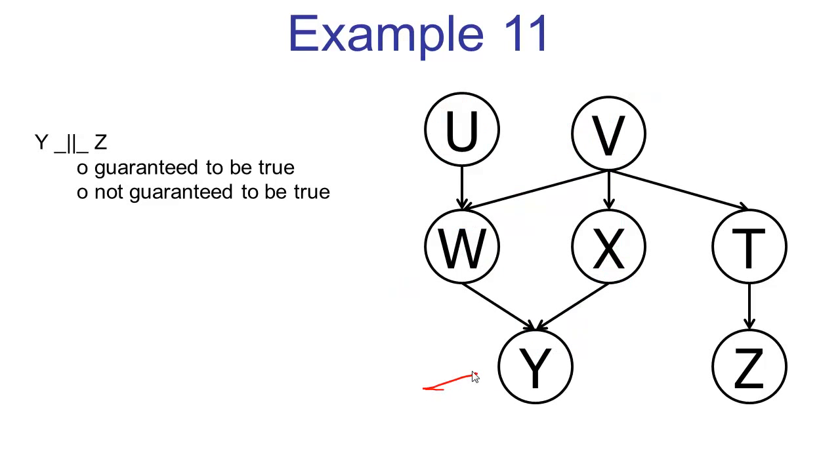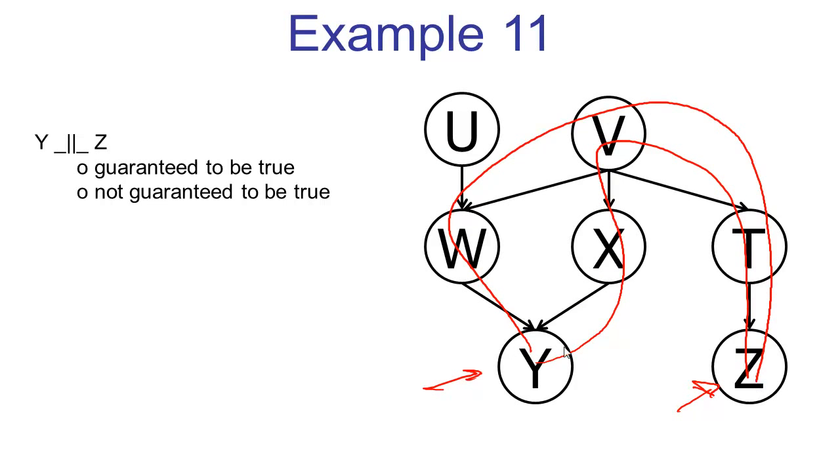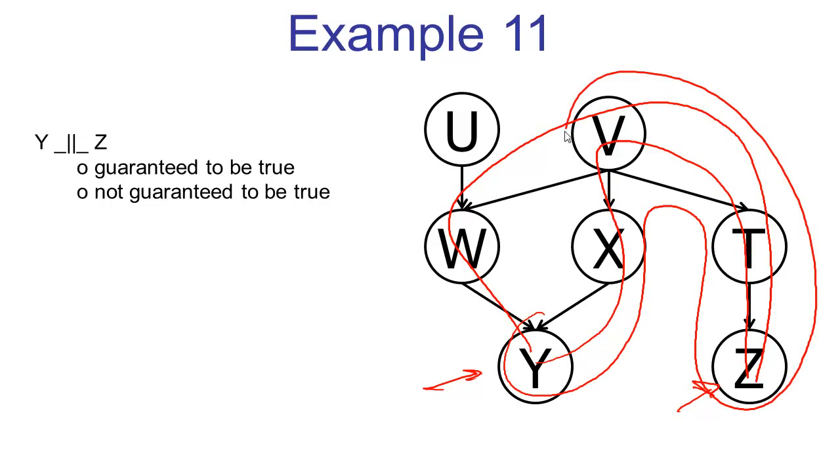Now we're asked about Y and Z. No evidence. Here's the first path connecting Y and Z, and here's the second path connecting Y and Z. Let's look at this first path first. This path consists of the triples YXV, XVT, and VTZ. YXV is a causal chain with the middle node unobserved, so active. Means we keep going along this path.